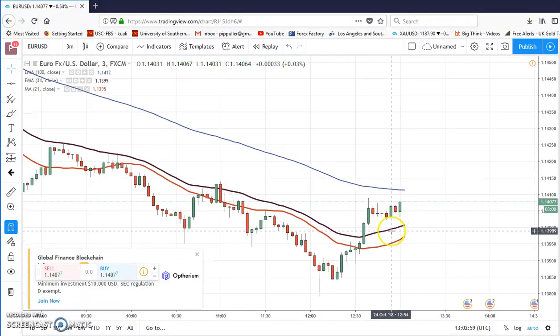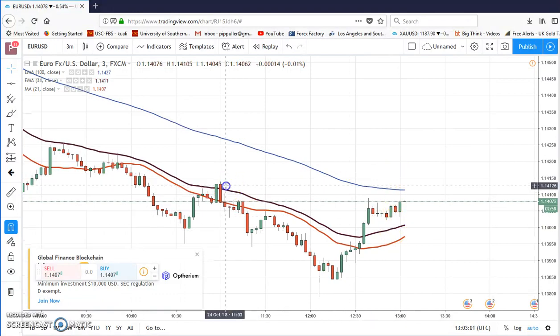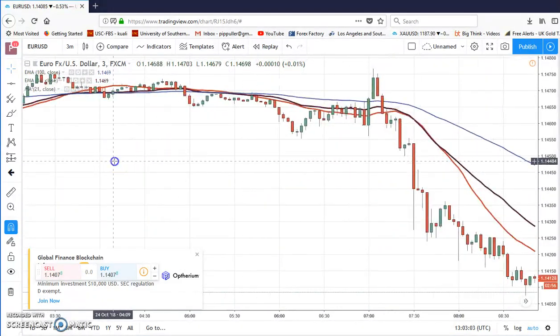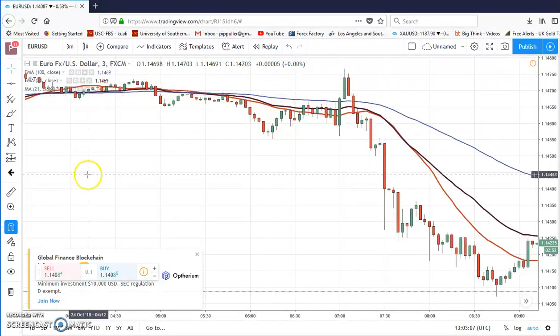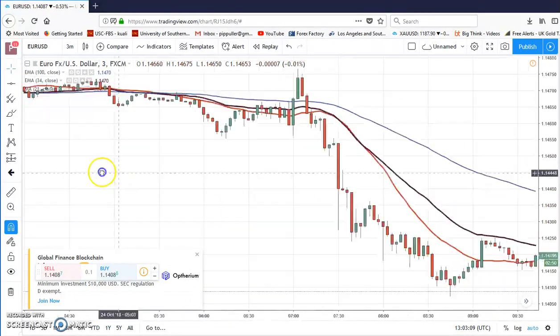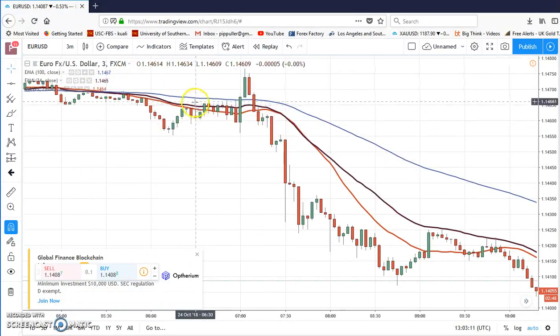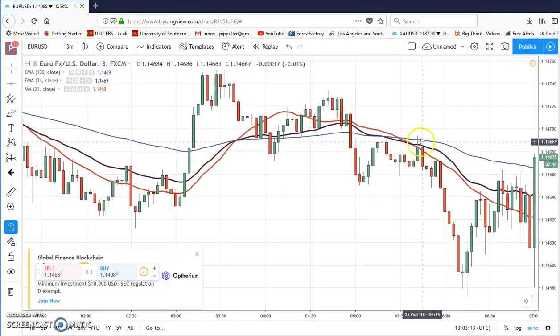If you want to go long on this, you have to wait for the 34 to go above the 100. Another thing too, you don't want to trade when they're all bunched together like that. It means it's going to break out, but you don't know which way it's going to break out. I mean, finally it did here.